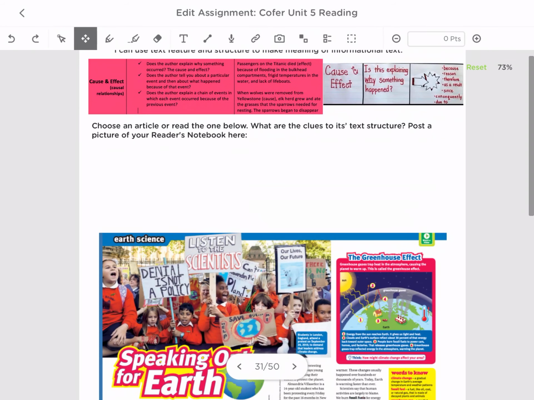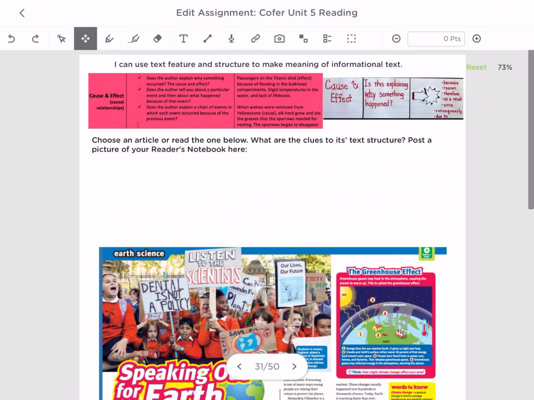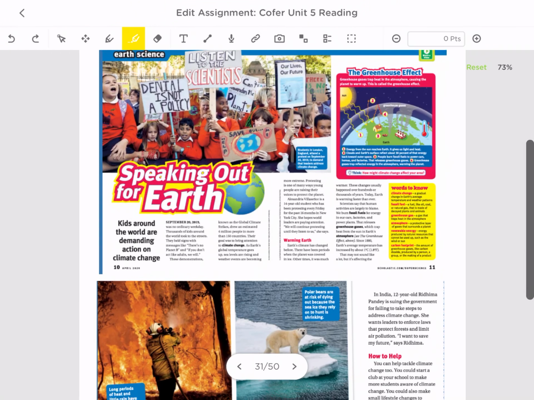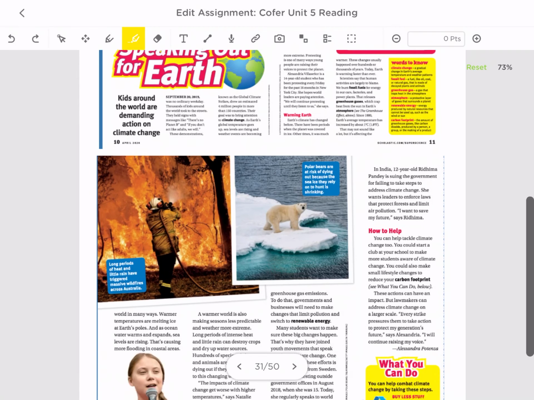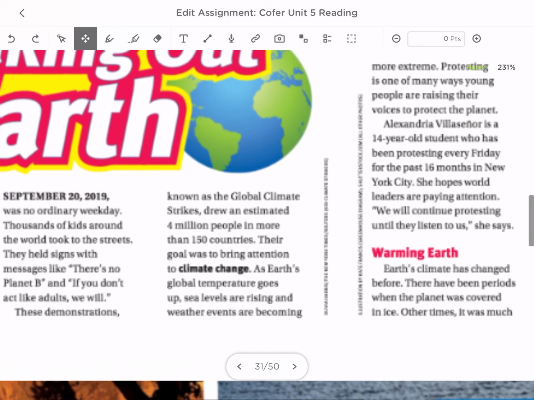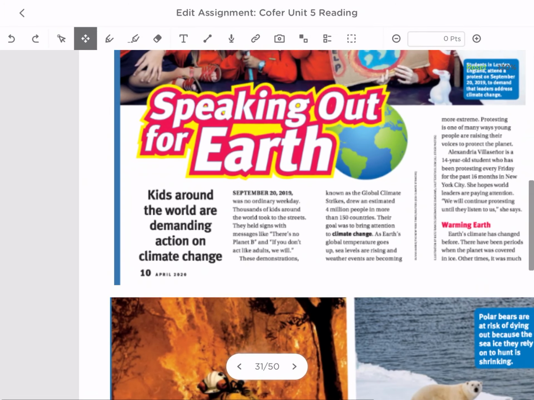If you would like to choose your own article, that's fine. You can check out ClassKick or Epic for that. That's fine too. Just make sure you post your work in this area. You can take a picture of your notebook or type it. Make sure that you tell me why you think this article is a cause and effect article. I think you're going to really like it. And remember, you can use the scrolling tool to get closer so you can read it a little bit better. Okay.